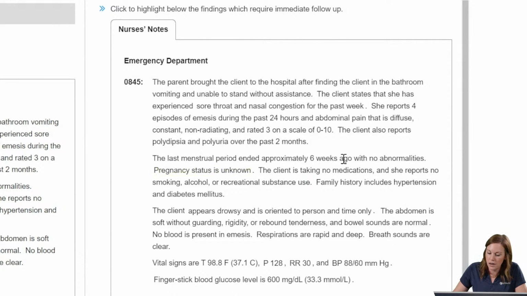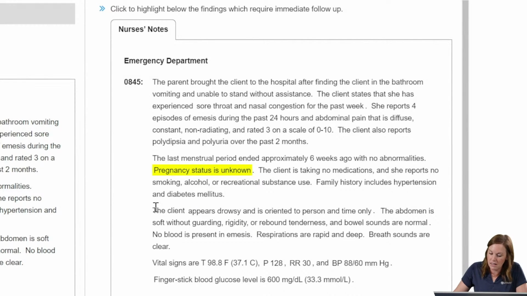Let's see. Our pregnancy status is unknown. So this is concerning to me because of how a lot of these symptoms are presenting themselves. We have abdominal pain, vomiting. This is something we need to confirm or we need to rule out. So I'm going to say we definitely immediately need to follow up on this one.